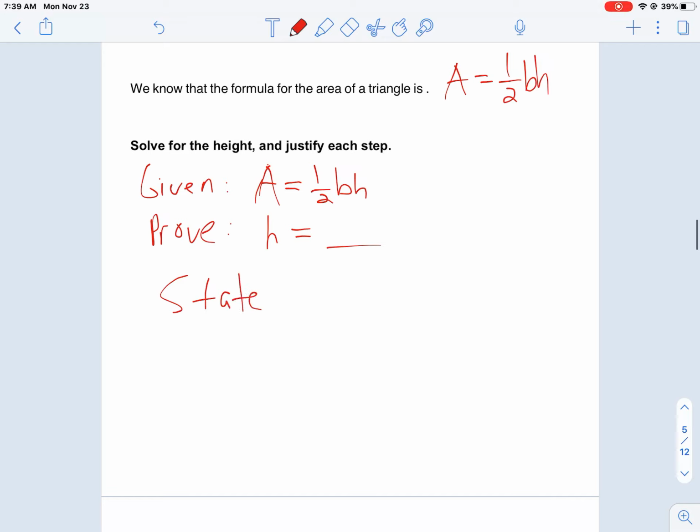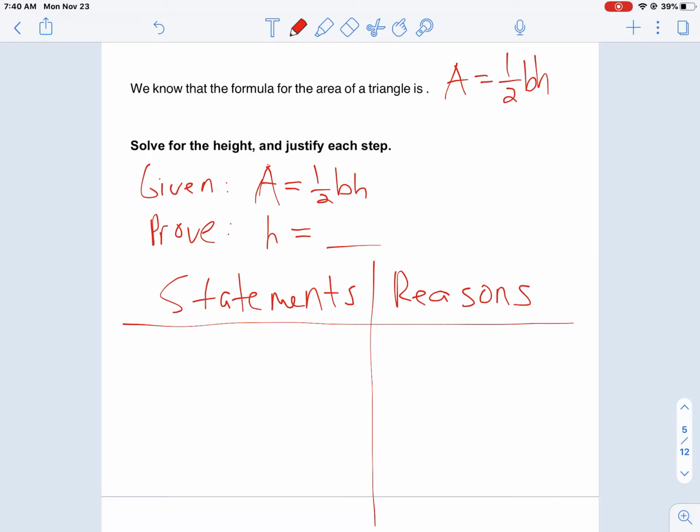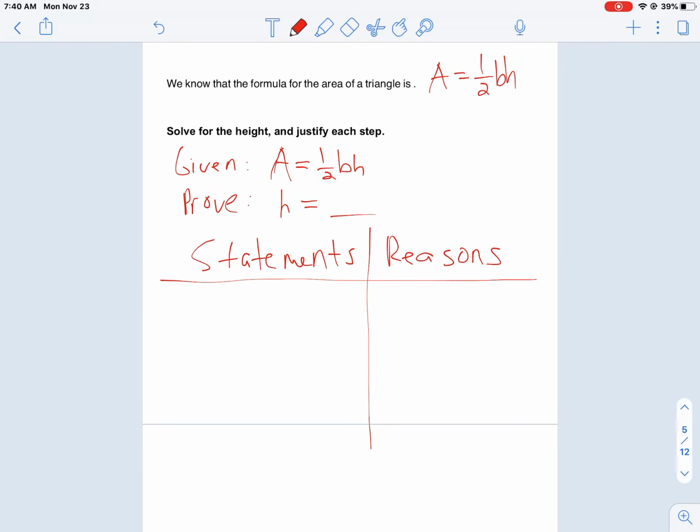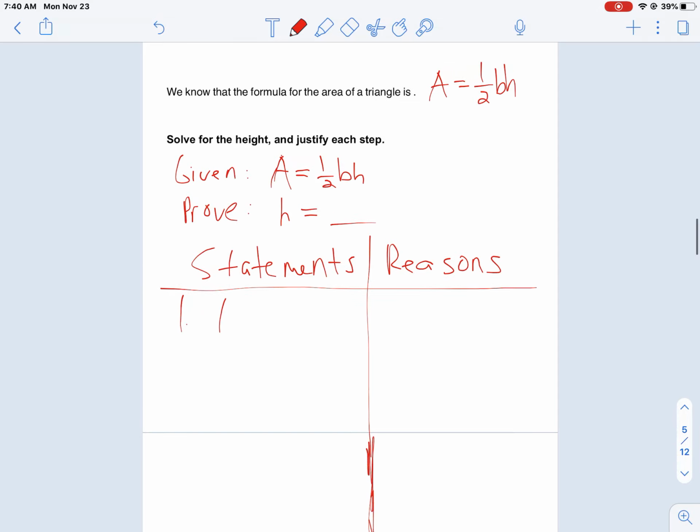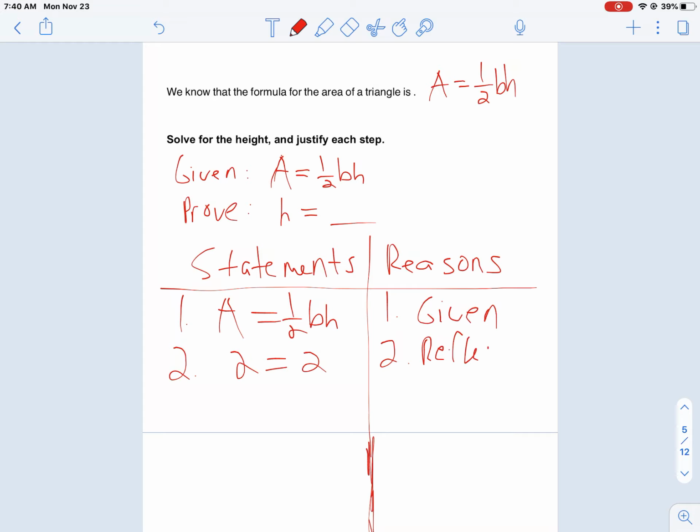Sometimes they don't tell you what you have to prove, but you have to solve for what you need to solve for and show that the variable h in this case equals some quantity. We're going to start off again with the 1/2 base times height. That's given. I need to solve for height, so I'm going to get rid of that 1/2. So I'm going to say 2 equals 2. Reflexive. POE.